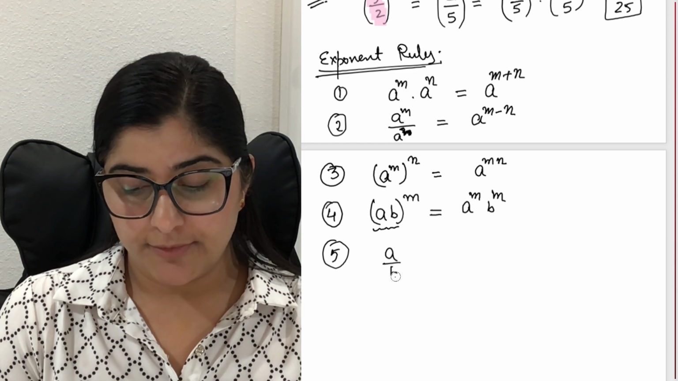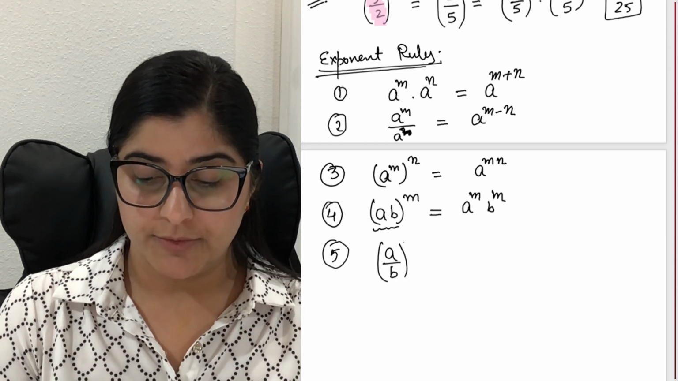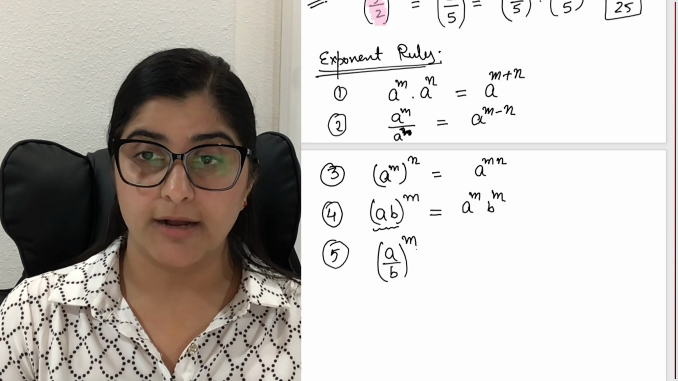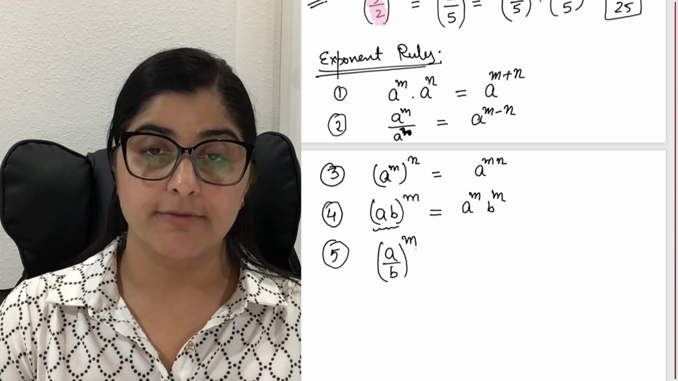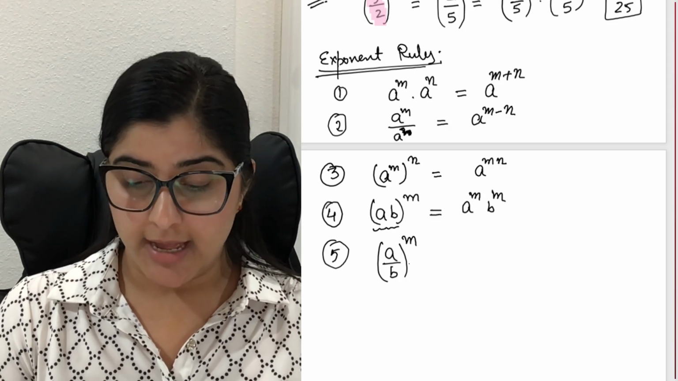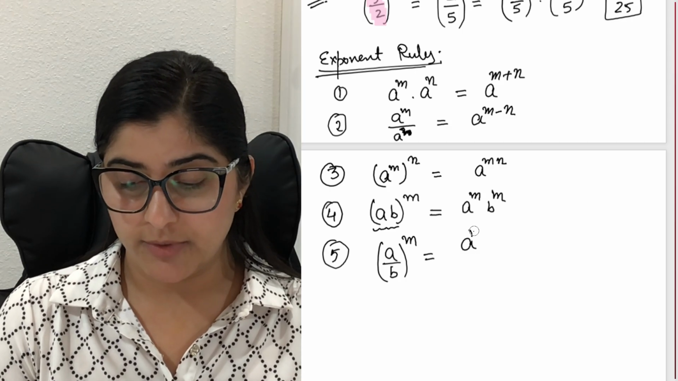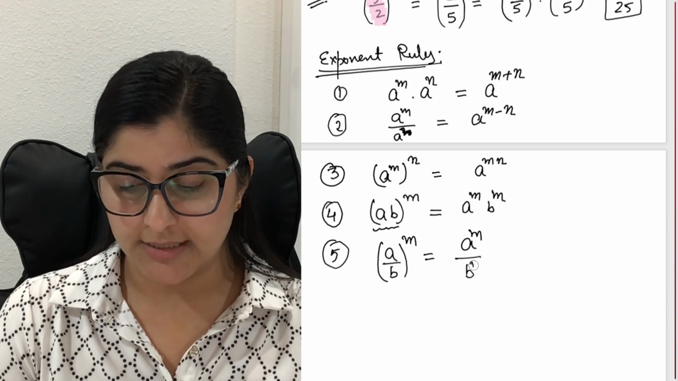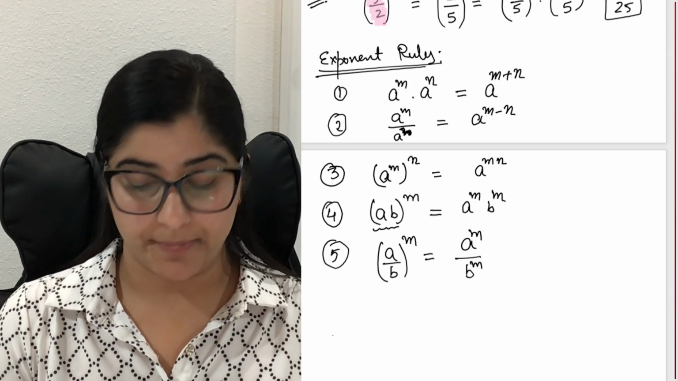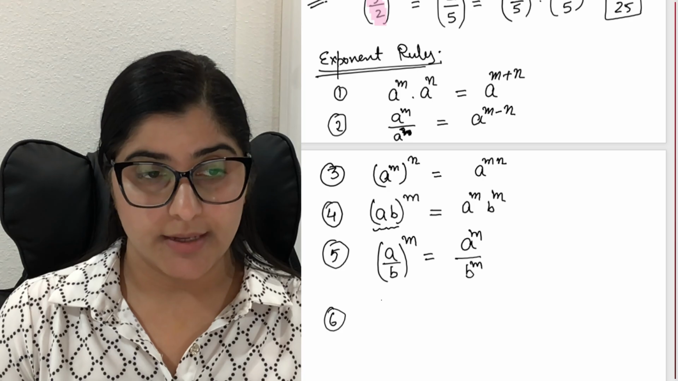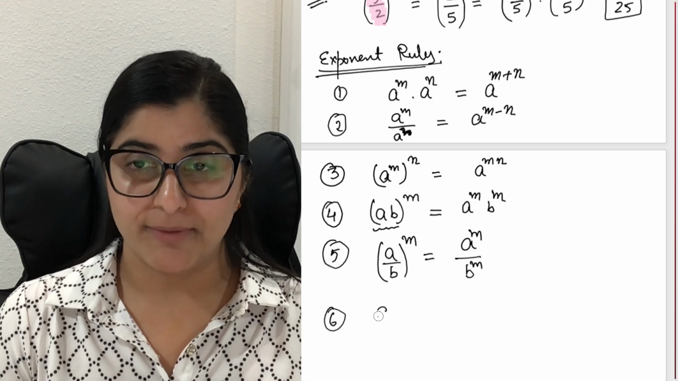And similarly, if you have a fraction of two numbers and you have a common power on the whole bracket, this power belongs to the numerator as well as the denominator, so we can separate this to the numerator and the denominator. And the sixth one, I'm going to write the negative power.